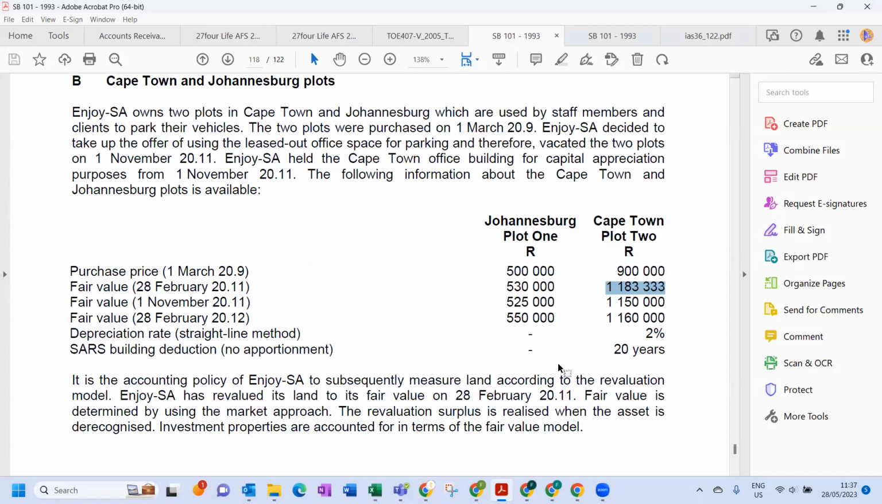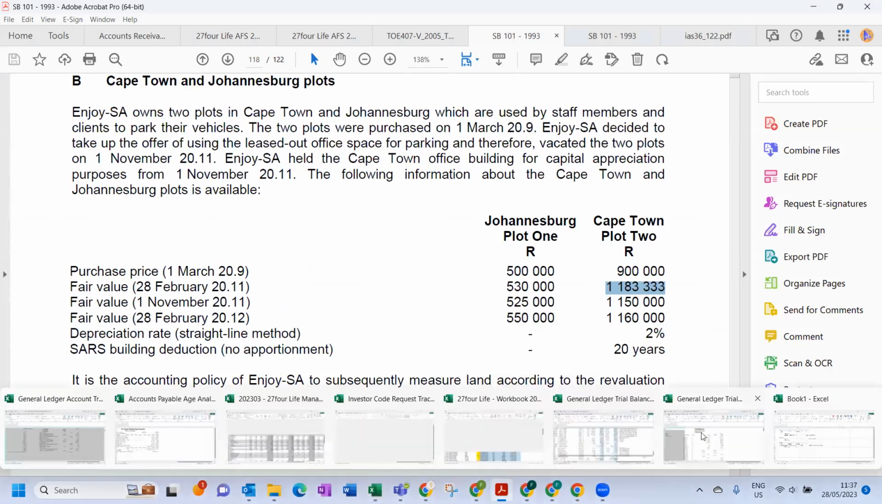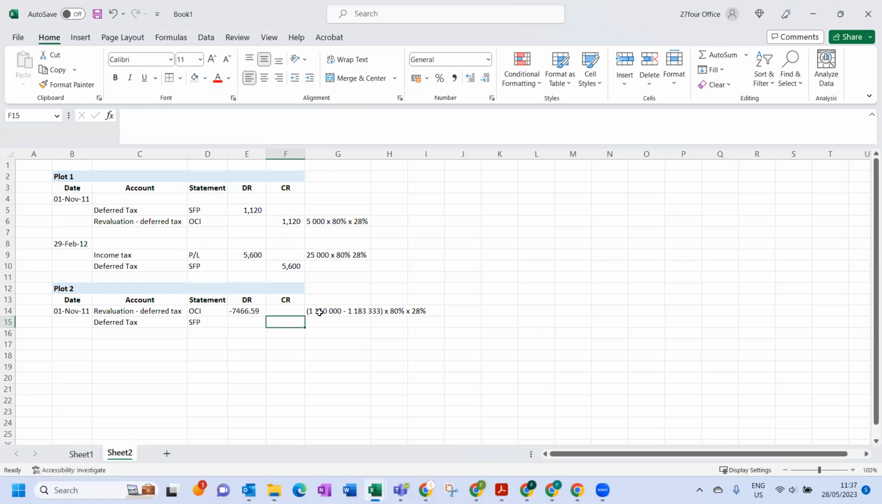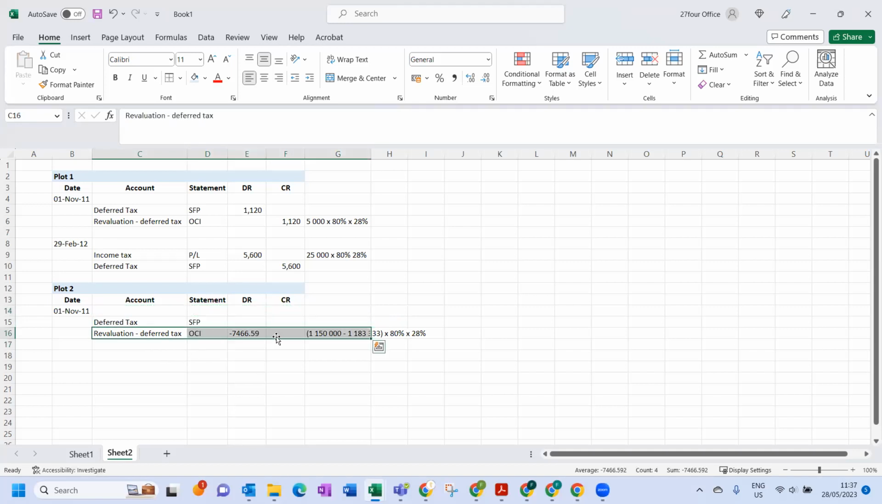1183 to 1150. Okay, so that's actually a decrease. Sorry. Let me just do this. Okay, so it is a decrease. So this must actually be like that. Because the revaluation was a decrease, the income tax would then be an increase.